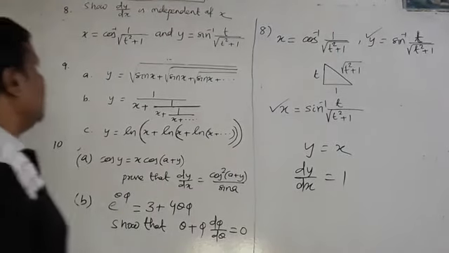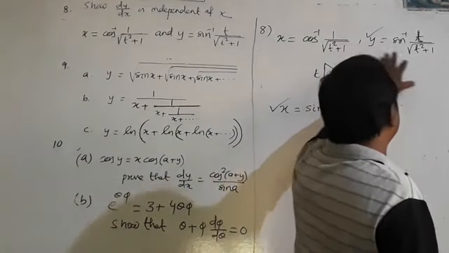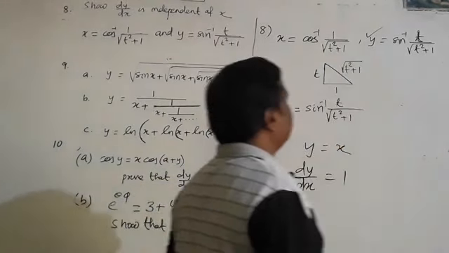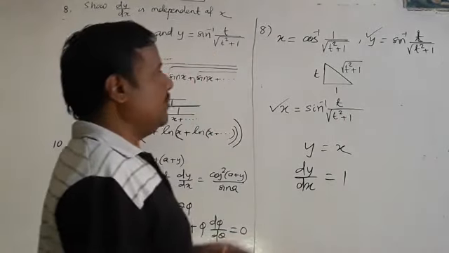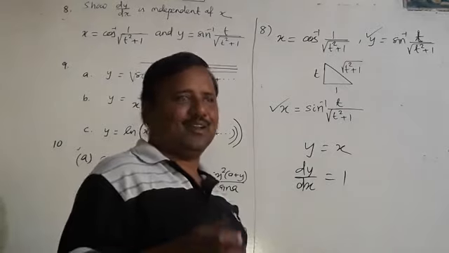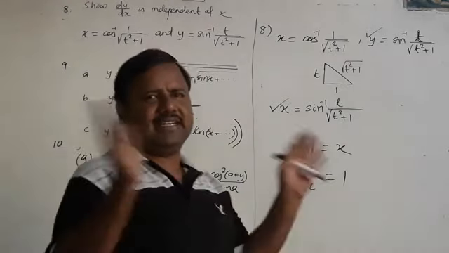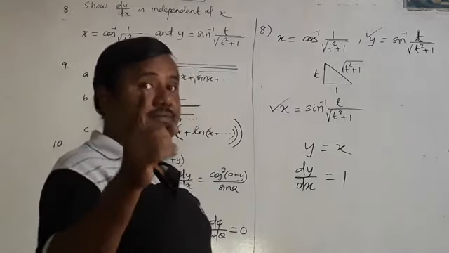Now look at the problem. x is equal to cos inverse of 1 by root over (1 plus t square), y is equal to t by root over (t square plus 1). Many students do this problem in their examination by putting t is equal to tan theta. Oof, that is a very long method. This is a very simple method.